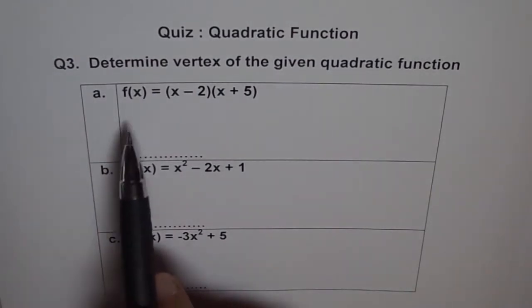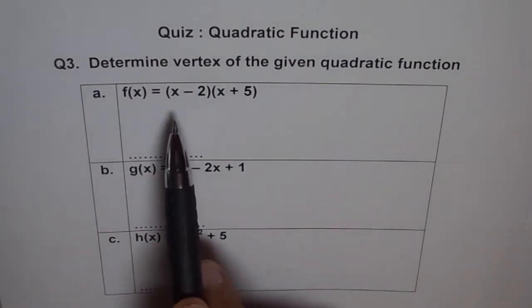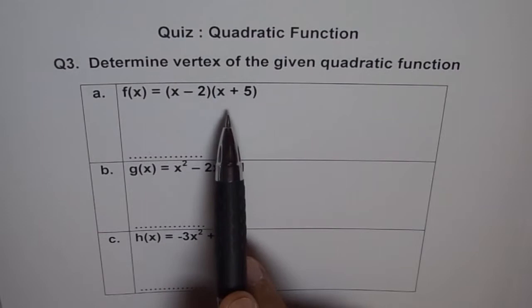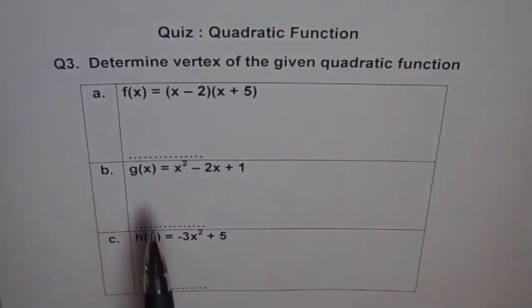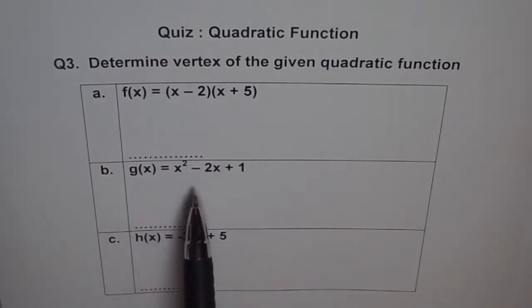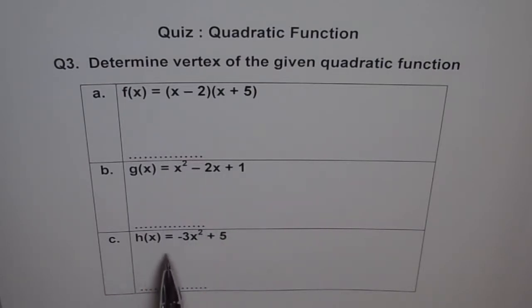So question 1 is f of x equals (x minus 2) times (x plus 5). Part B is g of x equals x squared minus 2x plus 1. And part C is h of x equals minus 3x squared plus 5. Now make a copy and try to write down your answers and then check with the video. Okay? Now here let's try to solve them.